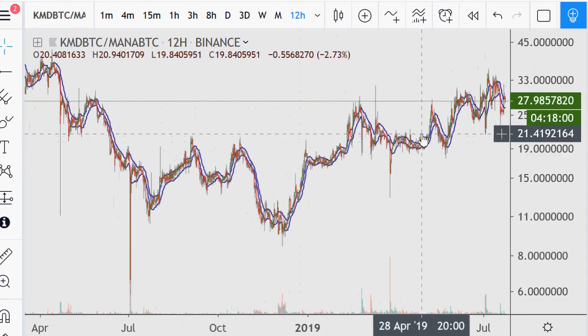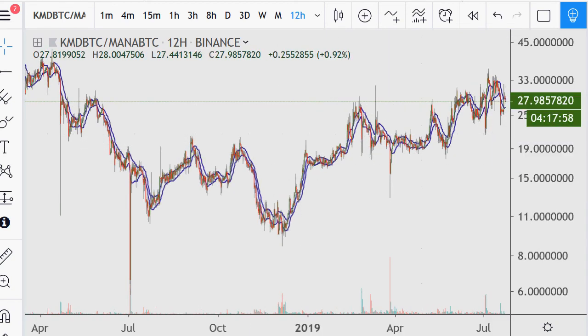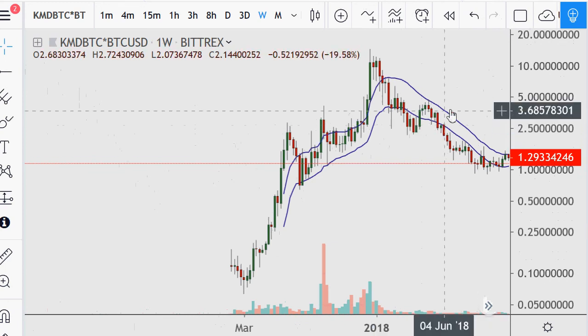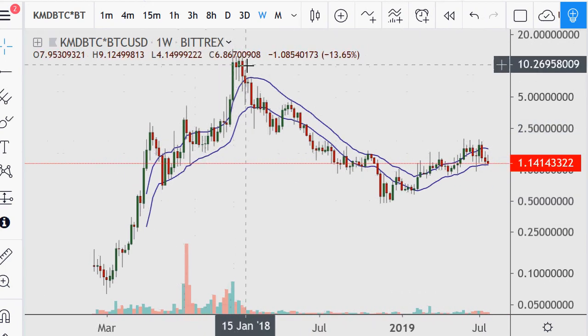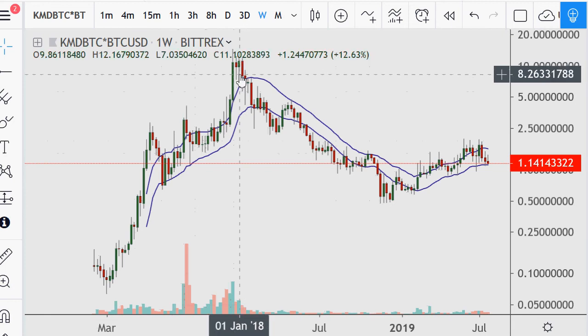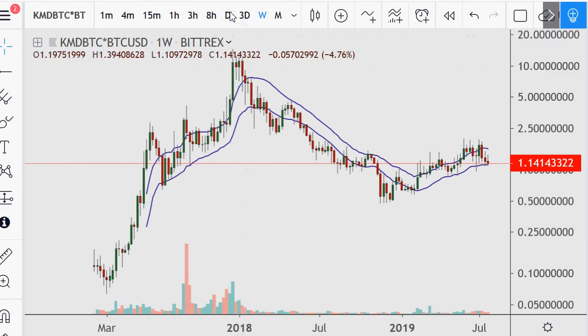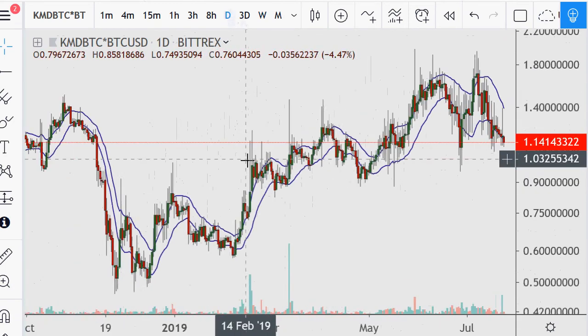And in fact, if you think about it, let's just bring up the Komodo dollar chart. There has only been one good time it's been well above the 18, at least on the weekly. So let's just go to the daily, go back in time.